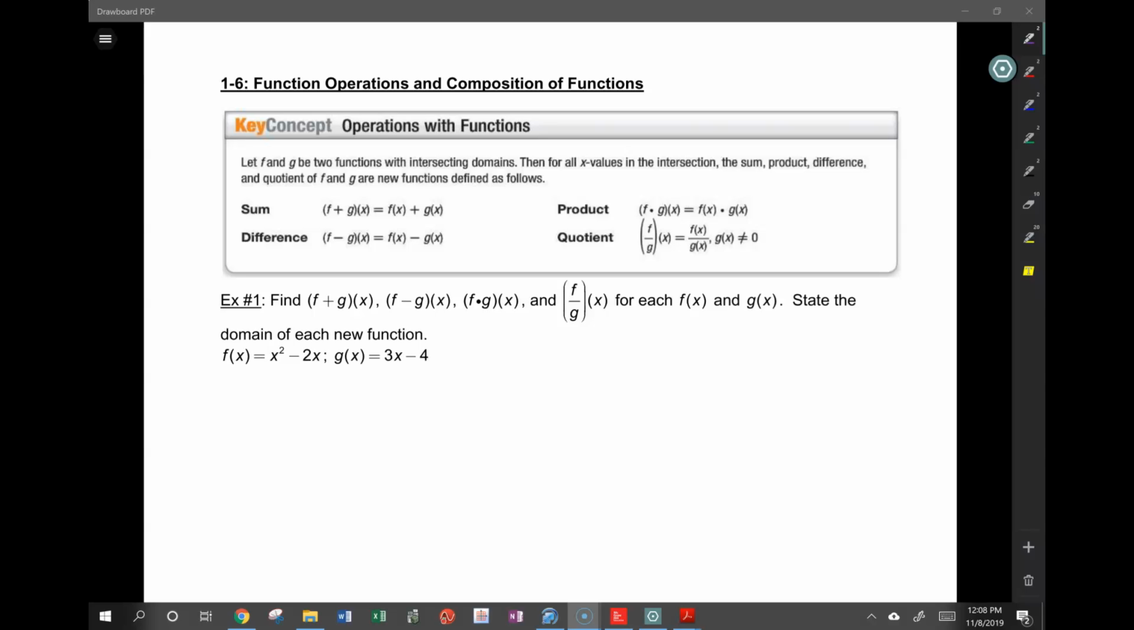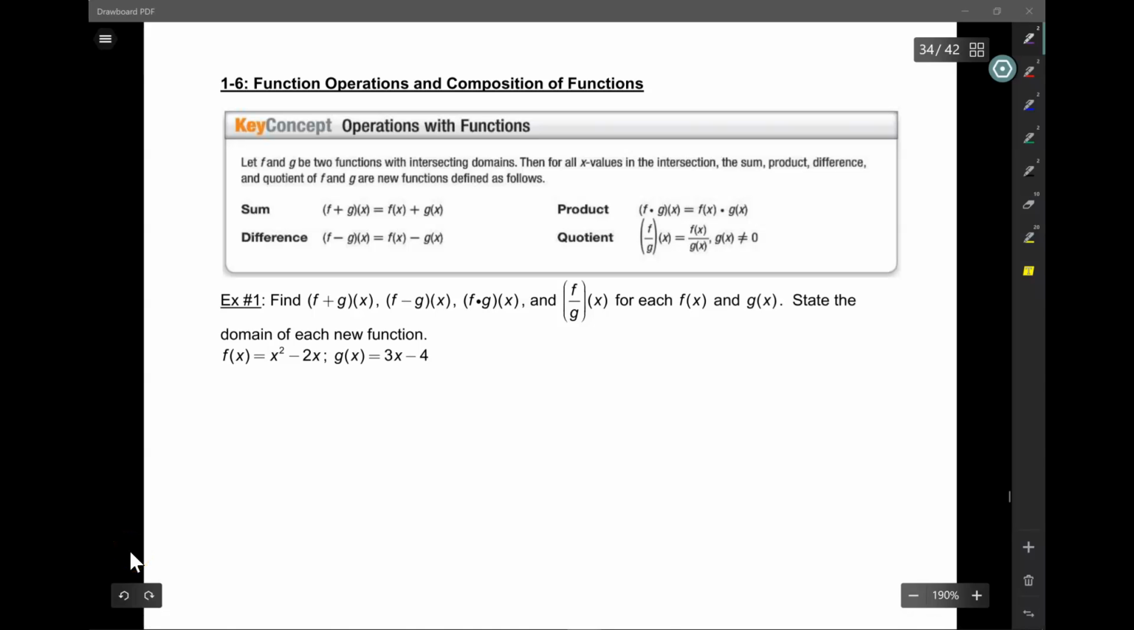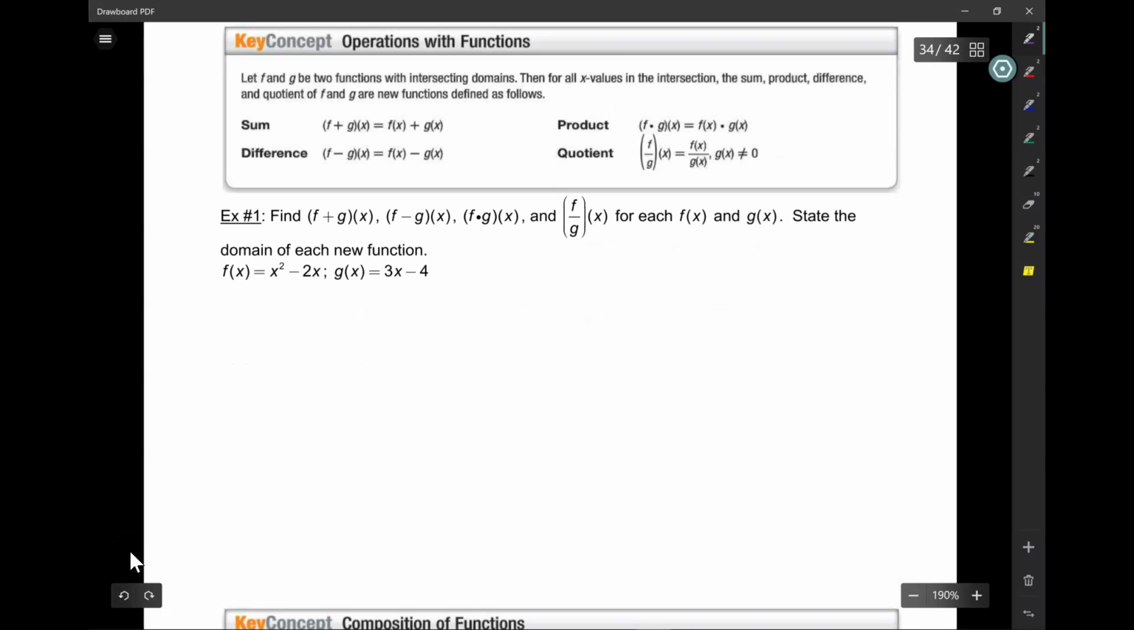All right. So in section 6, we're going to talk about function operations, and we're going to talk about composition of functions. Like I said, it's a lot of similarities to what you've done in Algebra 2. Basically, if you have two functions, f of x and g of x, you can add them, subtract them, divide them, multiply them, and so on.